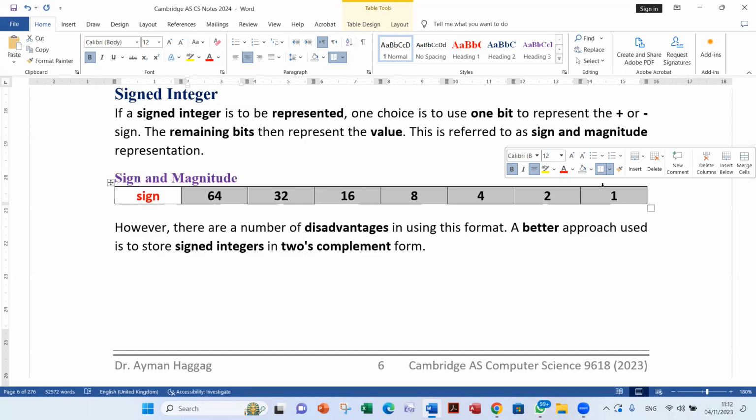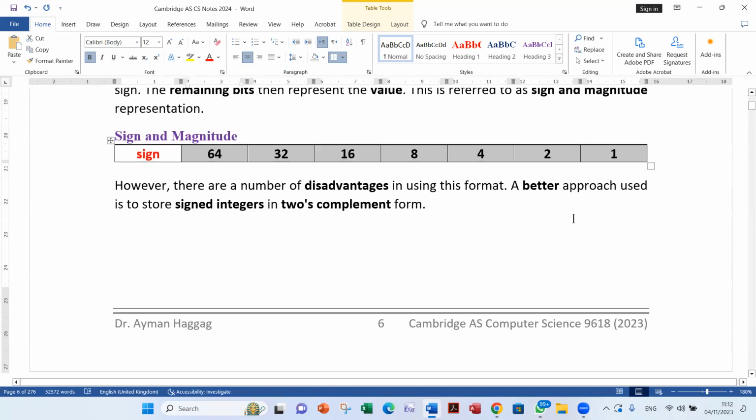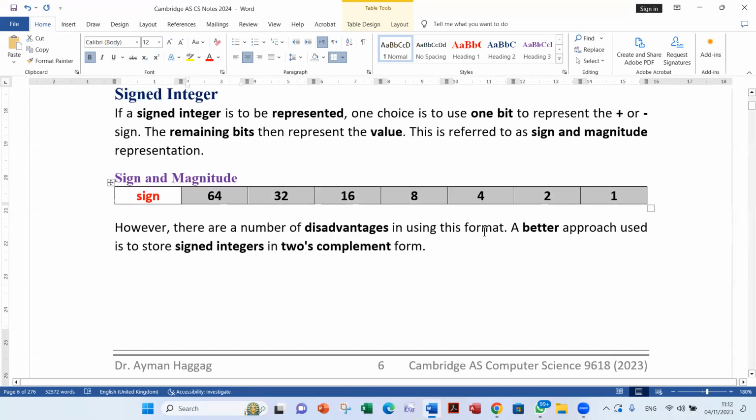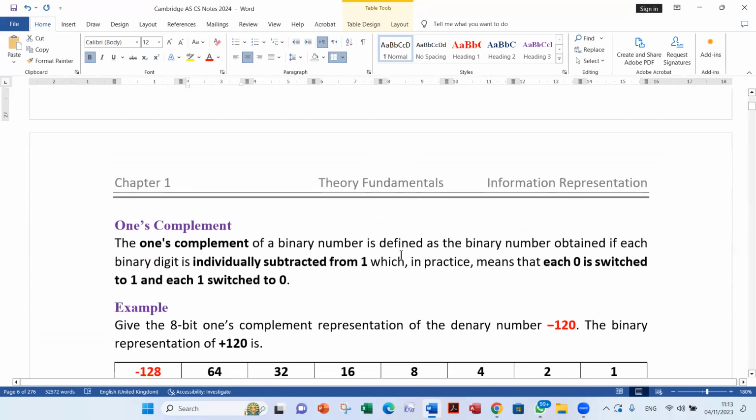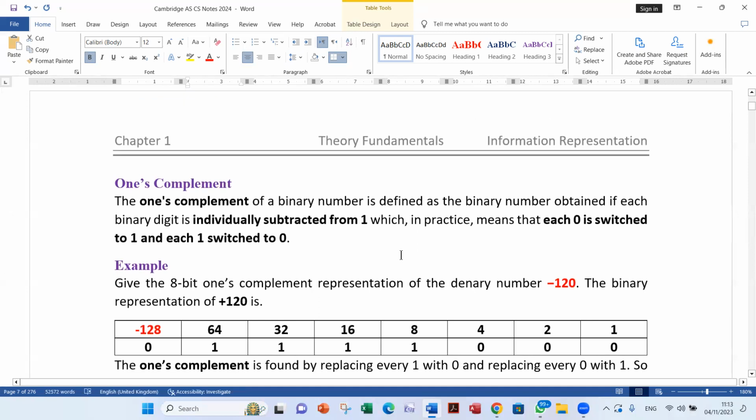A better way of representing positive and negative numbers is using the 2's complement. However, there is something called sign and magnitude. There are a number of disadvantages using this format. A better approach is to store in 2's complement. There aren't many discussions about sign and magnitude. It is just there. I don't have examples about it. Let us see if we can see it in exam papers. A better way is to use the 2's complement.